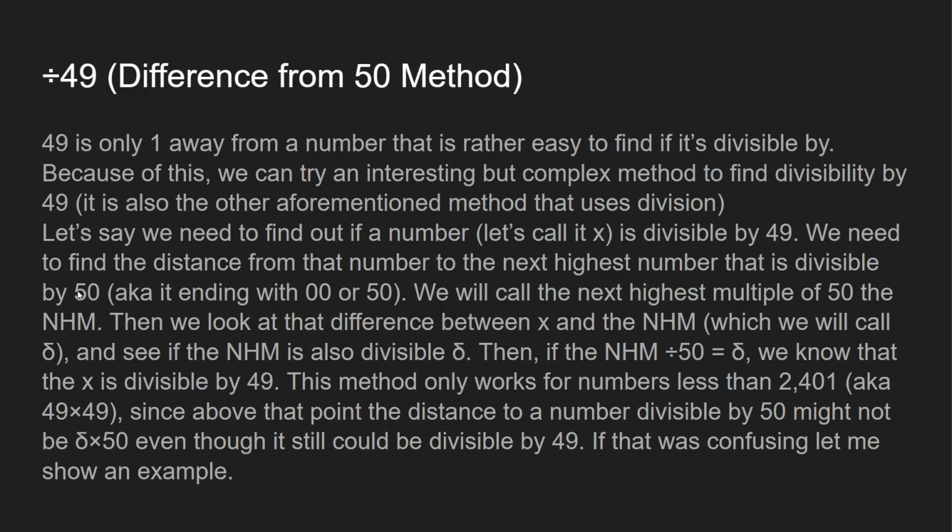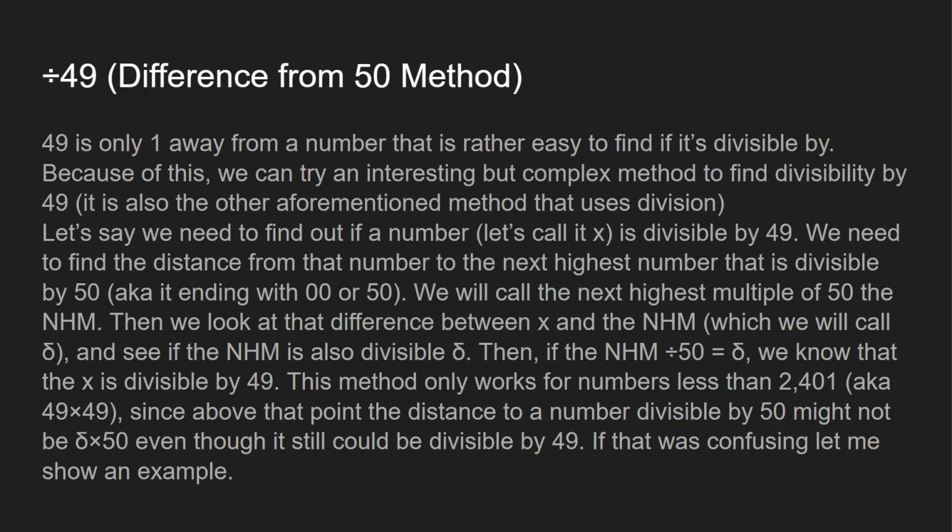First off, we need to find the distance from that number to the next highest number that is divisible by 50, aka the next highest number that either ends with two zeros or 50. And we will call this next highest multiple of 50 the NHM, the next highest multiple. You see what I did there? So we're going to take a look at the difference between x, our original number, and the next highest multiple of 50. We're going to call this difference delta. And we have to find out if NHM, the next highest multiple, is divisible by delta.